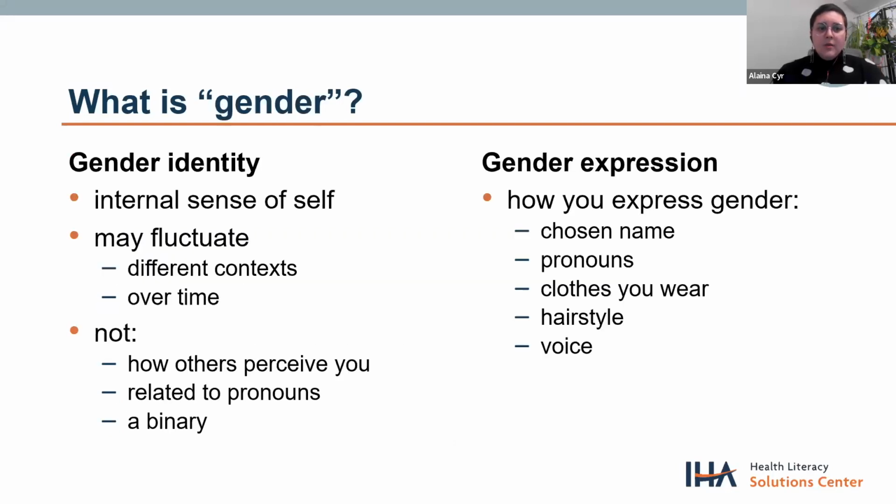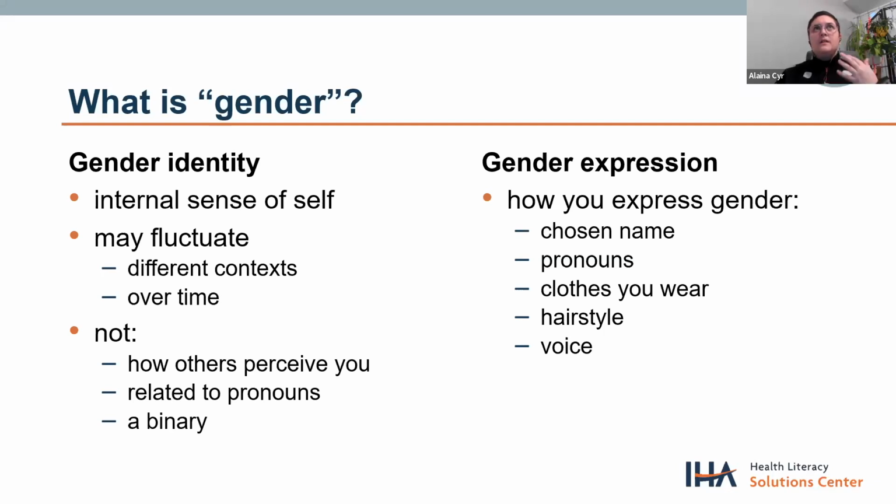So the next concept to talk about is gender. And when we talk about gender, there's kind of two aspects of it. There's the identity part, which is your internal sense of self. And this can fluctuate. For some people it changes over time. For some people it changes in different contexts.